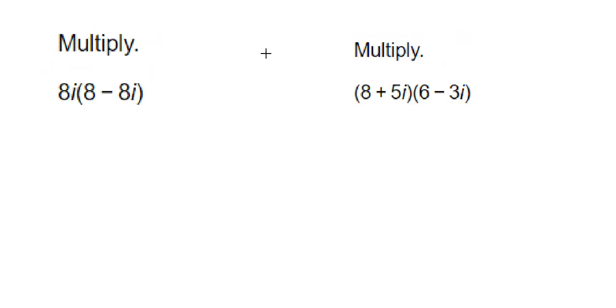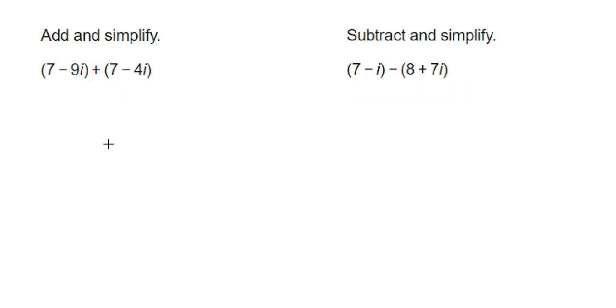All right, so let's look at some examples. Sorry, I skipped a page. So here we want to add these two complex numbers together. The parentheses do nothing here, mathematically speaking. They are only here to delineate, here's one complex number, here's another complex number. So one complex number is 7 minus 9i. The other complex number is 7 minus 4i. And we want to add those two complex numbers together.